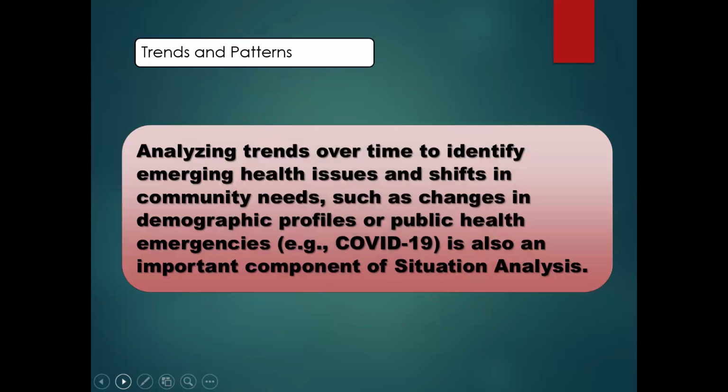Then another component is at the end, if you have collected this data in a scientific way, you'll be able to understand the trends and pattern in that community. Be able to analyze the trends over time to identify emerging health issues and shift in community needs, such as changes in the demographic profile, because every day, births and deaths, migration occur. So the demographic profiles will change, and there's urbanization and all of that. So demographic profile would certainly change. These are very important components of situation analysis.